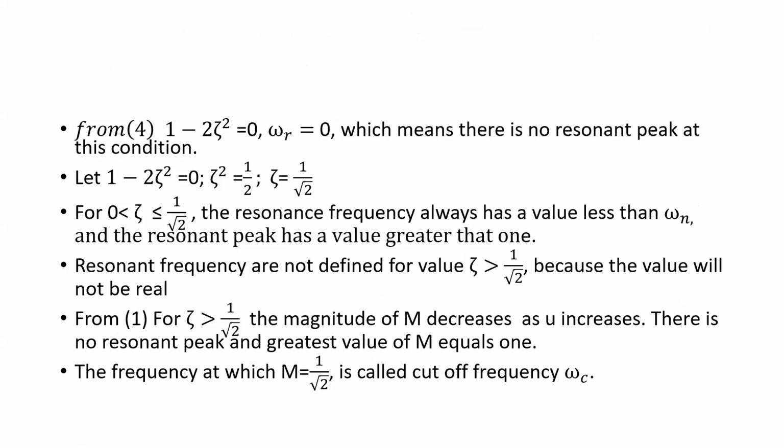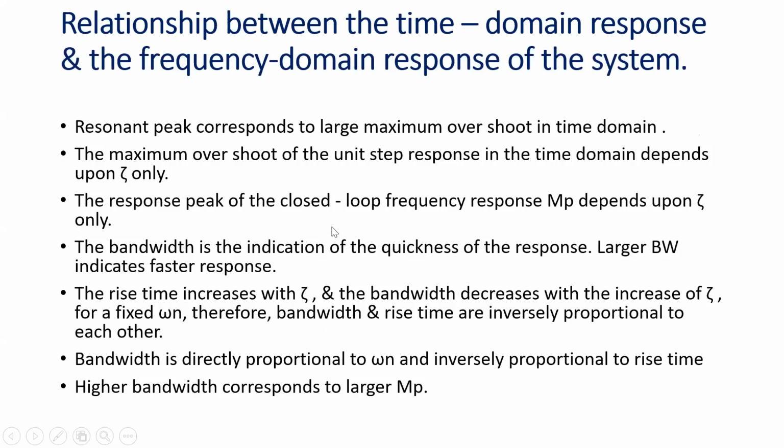Do you remember? We had the MP value, the peak overshoot, which was also dependent on the zeta value. Here, the MR value is also dependent on zeta. The peak value was e to the power minus zeta pi divided by root of 1 minus zeta whole square. So there also it was dependent on zeta. In the frequency domain also it is dependent on zeta.